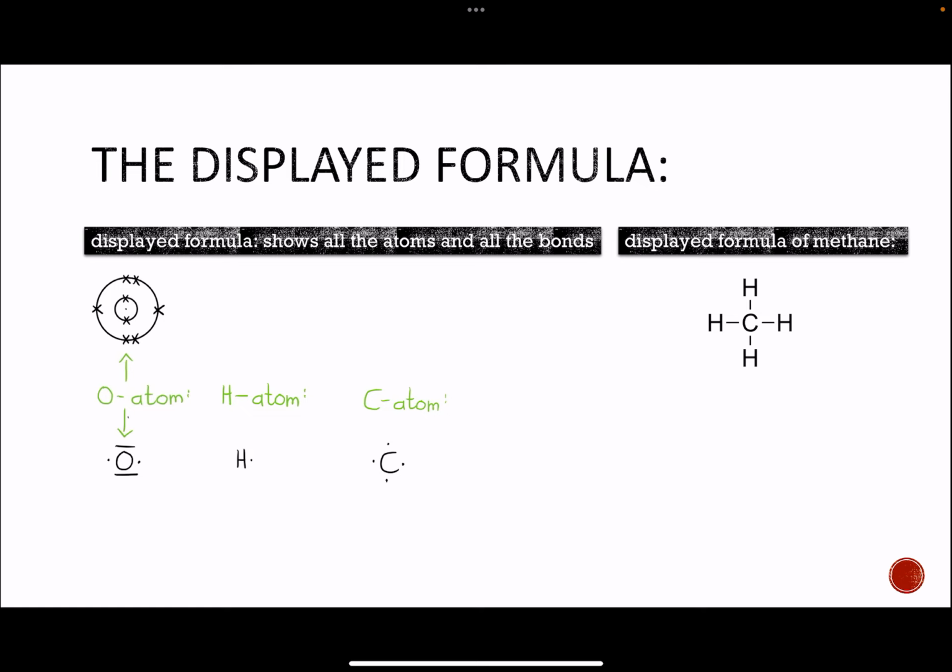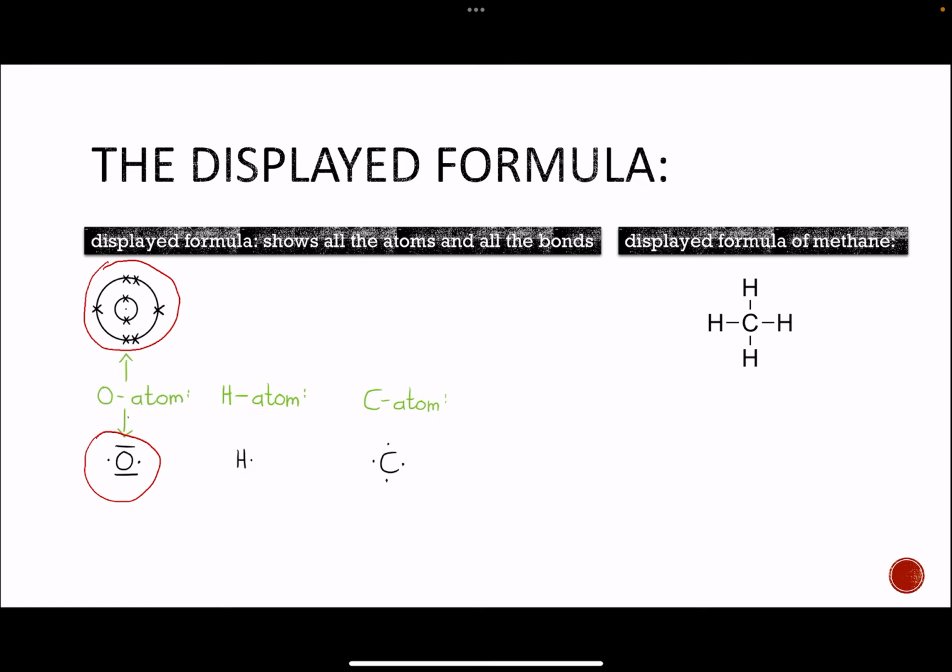At the end of this video, I want to introduce the term displayed formula. A displayed formula shows all the atoms and all the bonds. And we want to have a look at how we can transfer a very detailed representation of an atom, like here, into a displayed formula, like here.